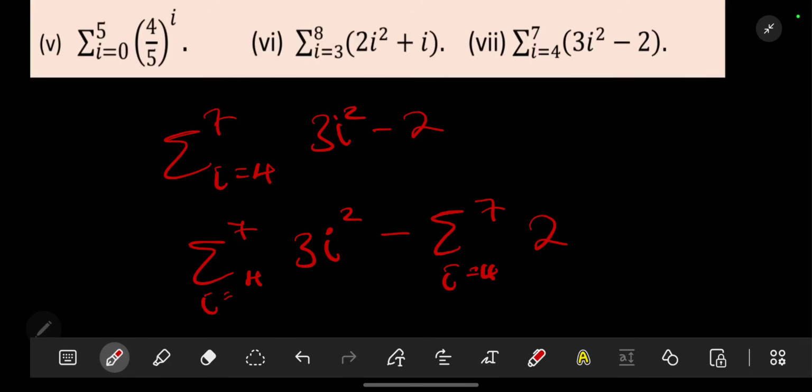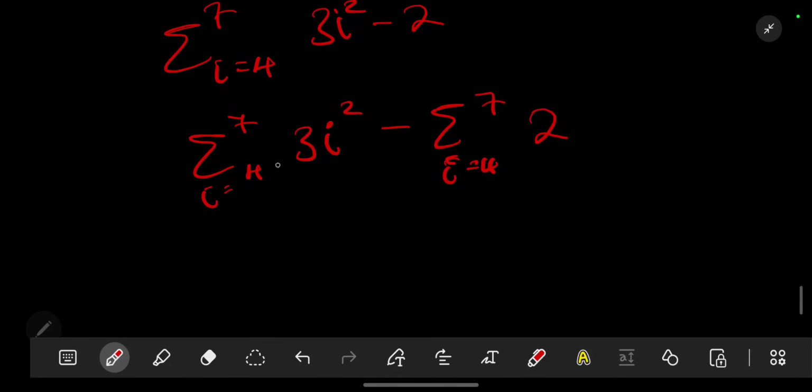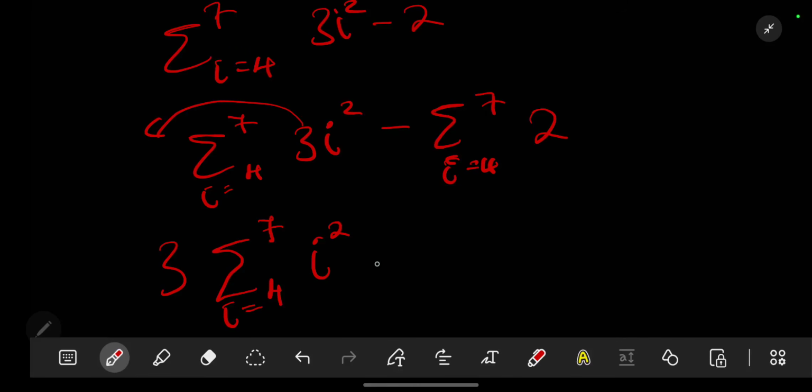So just be careful on the limits. So here, if it is a pure number, throw it out like that. So we have this 3 goes there. So we have 3 summation of, we have our 7, I is equal to 4. Then we have I squared like that. Then we have minus, this 2 comes here. So it will be 2 summation of our 7, I is equal to 4. Then we have our 1 like that. So 1 times 2 is still 2.